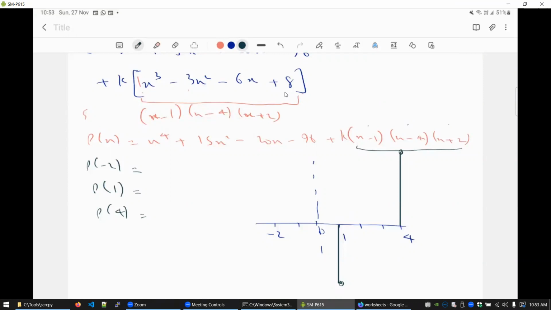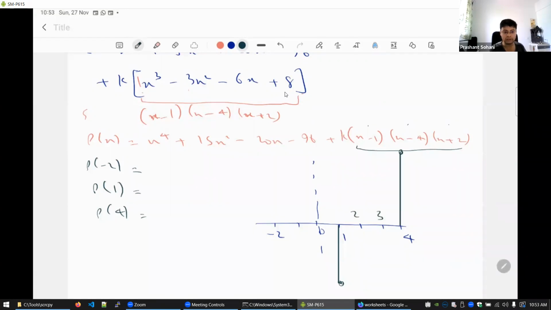The root we are interested in lies between 1 and 4. Exactly. And we are also given that all the roots are integers. So the only possible values are 2 and 3.